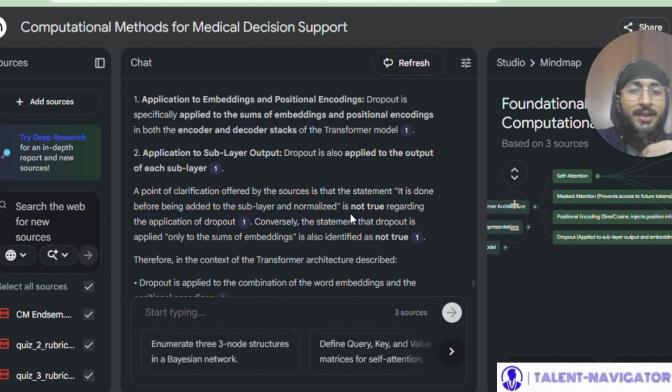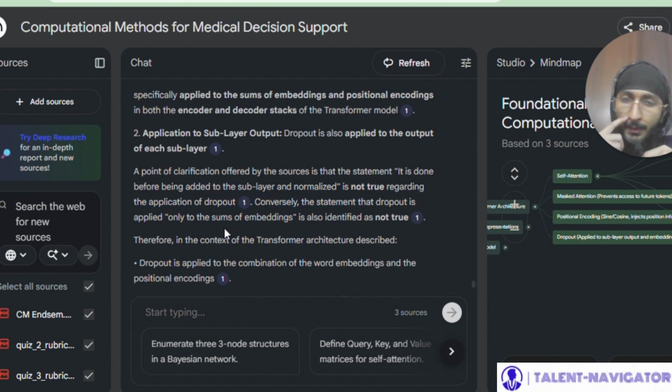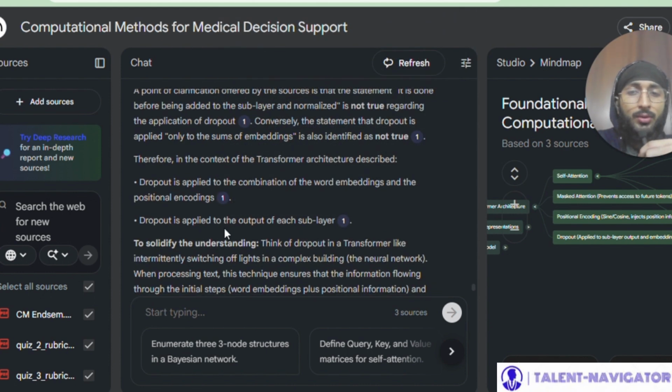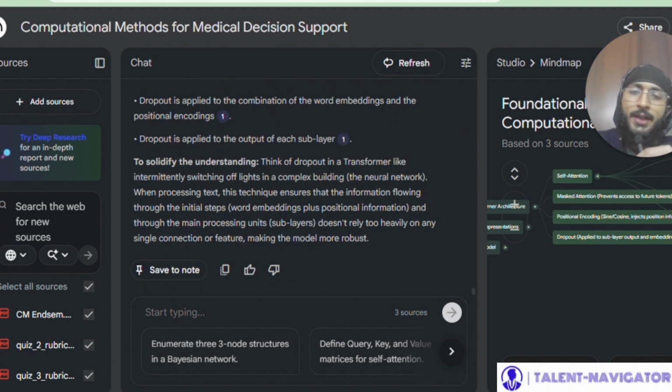Is not true. This is the statement that is not true regarding the application of dropout, right? So dropout is applied to the combination of word embeddings and positional encodings and applied to the output of each sublayer, right? So that's all about today's video.